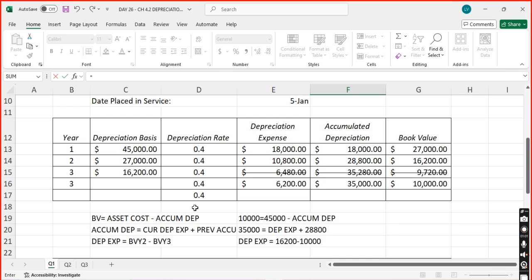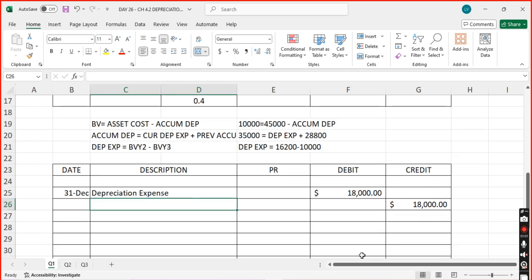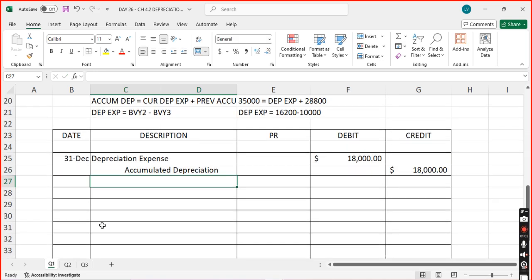For the first year is 18,000. Accumulated depreciation. Good. Okay. And how should my journal look for the second year?